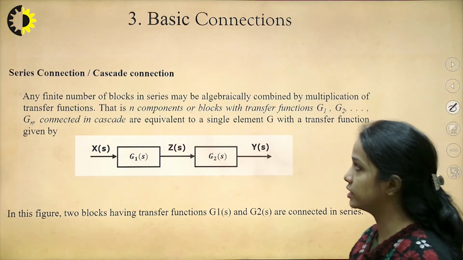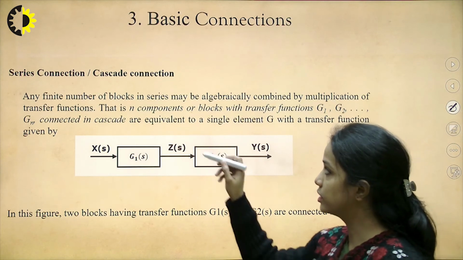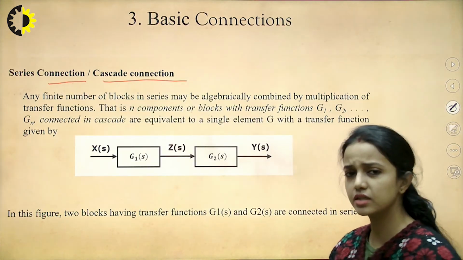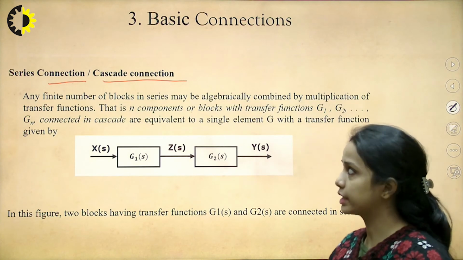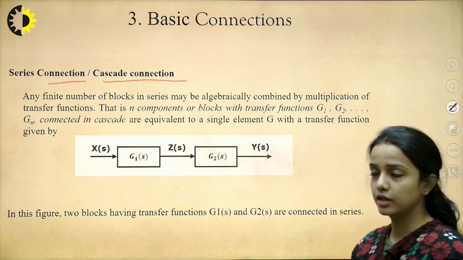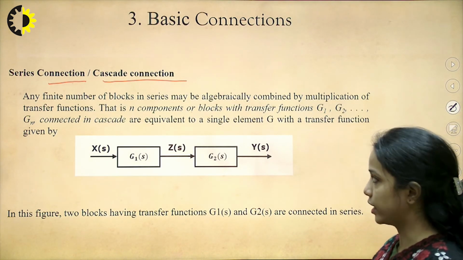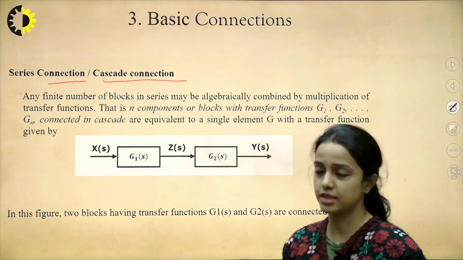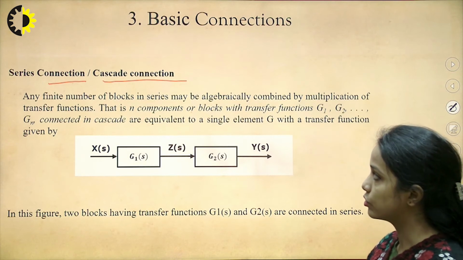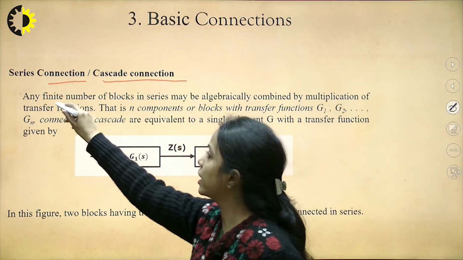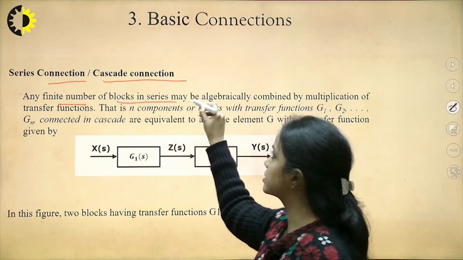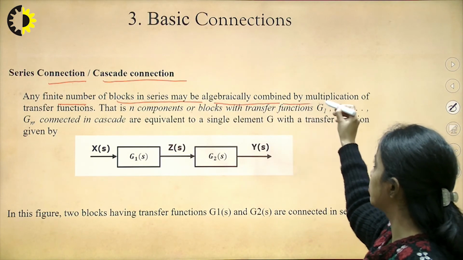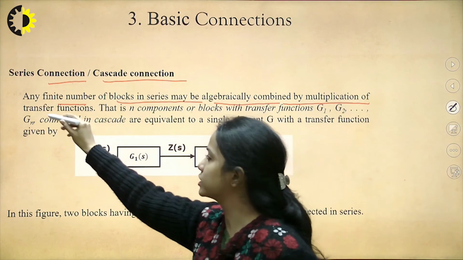Now, we will see what the series connection and cascade connection are. A series or cascade connection is a block diagram representation where two blocks are placed consecutive to each other. Any finite number of blocks in series may be algebraically combined by multiplication of the transfer functions.